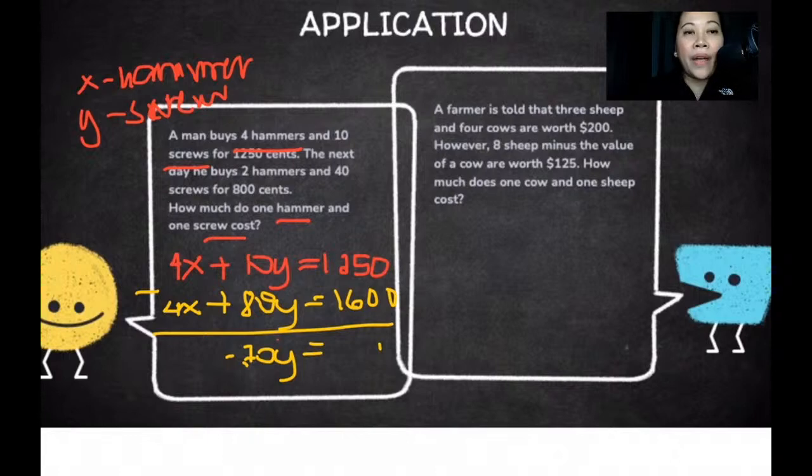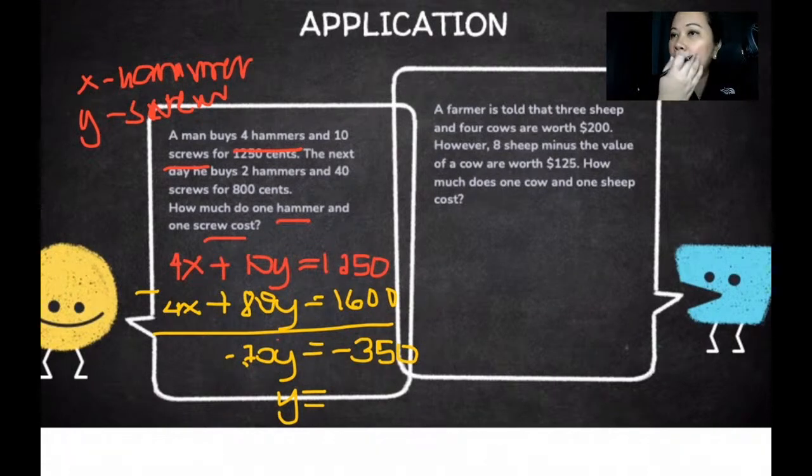1,250 minus 1,600. Can someone subtract that for me? Okay, I'll just write it down. Negative 350. Therefore, our y will be negative 350, and you divide it by negative 70. Therefore, you will have a positive number. So you have 350 divided by 70, which is 5.